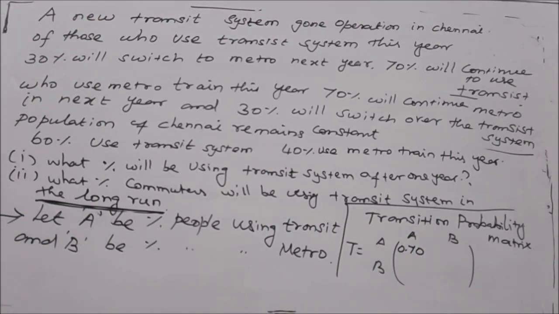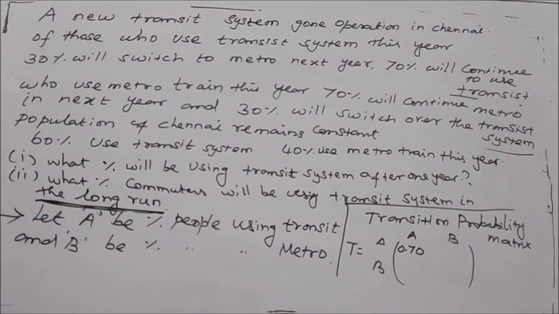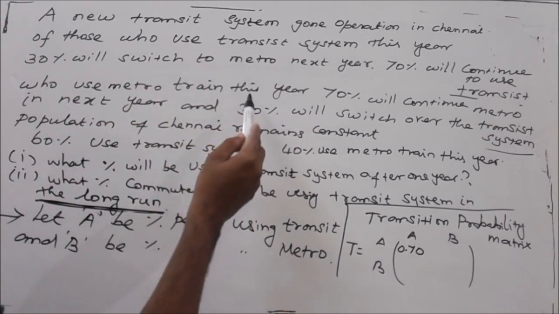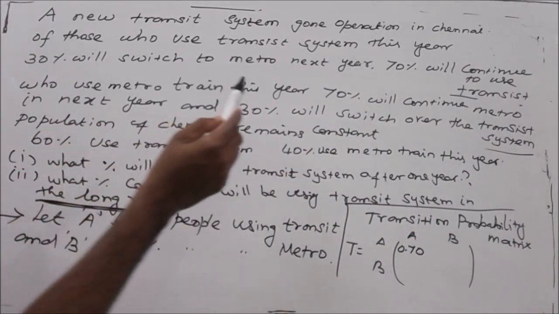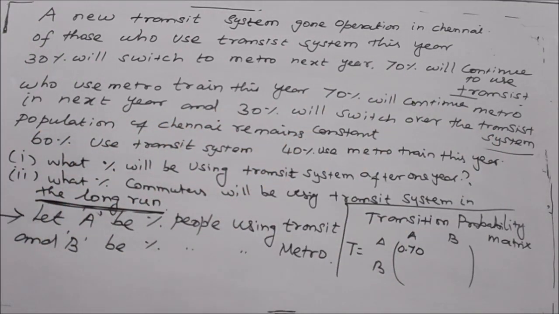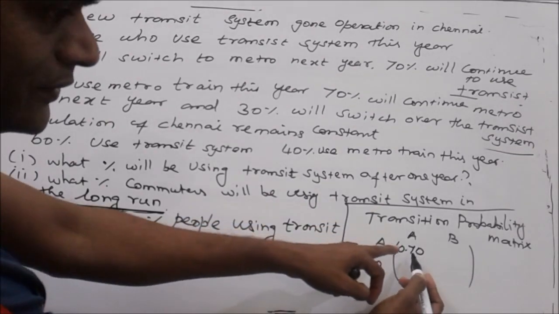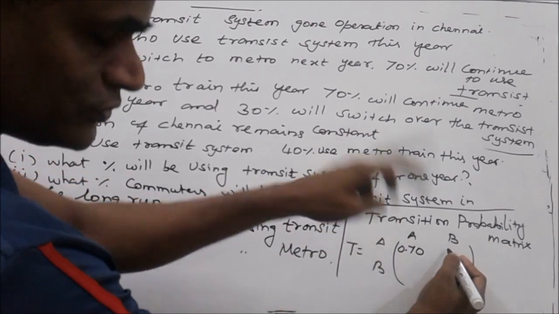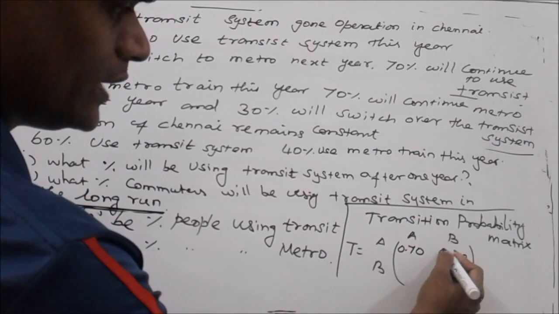And then the remaining is the second one. The second one, how many people using that metro system? The metro system, who use metro train this year, 70% will continue to metro in the next year and 30% will switch over to the transit system. In the first case, 70% continue in the transit system and 30% switch over to the metro system. So 0.30 given. There are two data given.